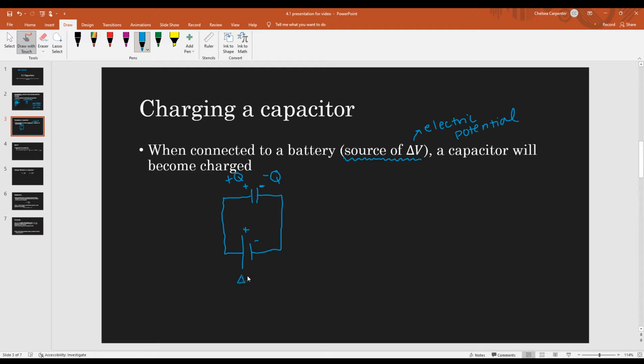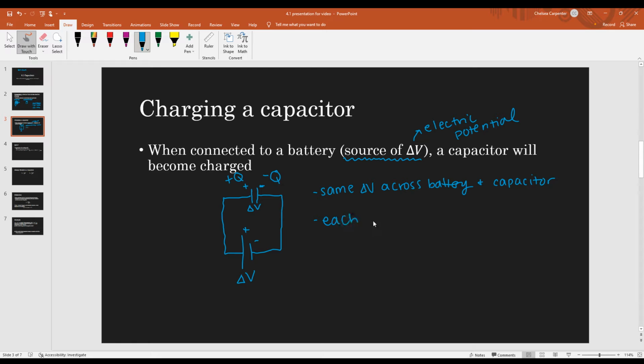The battery is a source of electric potential, so delta V. So you might see something like a 3-volt battery or a 9-volt battery. That's what this is talking about. And when this is connected in this simple circuit, we'll end up with the same electric potential difference across the capacitor that we have across the battery. Okay. So if you want to make a note of that, same delta V across the battery and the capacitor.